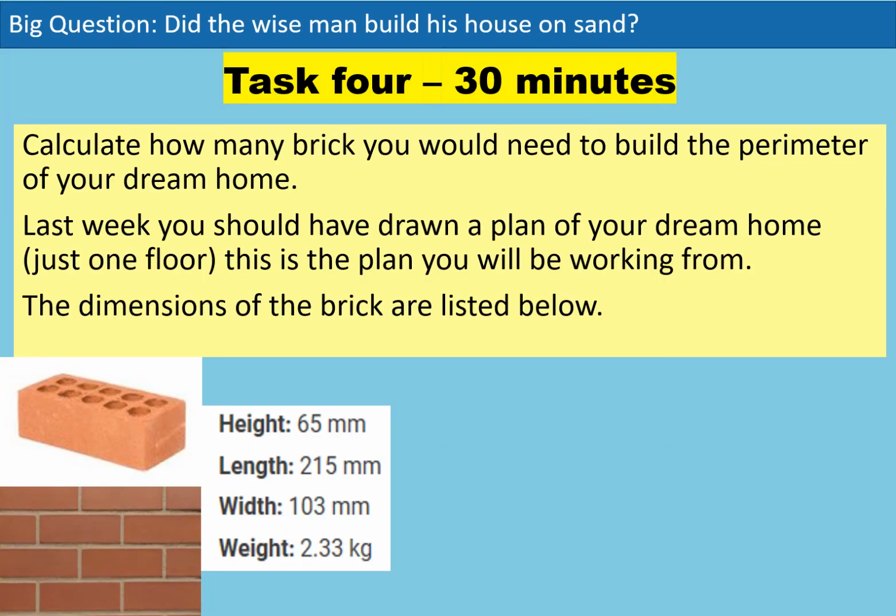And this brings us to task 4, which will take you roughly 30 minutes. After watching that YouTube video, you're going to use the information in that to help you calculate how many bricks you would need in order to build the perimeter of your dream home. So last week you should have drawn that plan, okay, just one floor. You didn't draw every floor, you just drew one floor, and that is the floor you're going to use to calculate the perimeter and how many bricks you need. The dimensions of the brick are listed below.